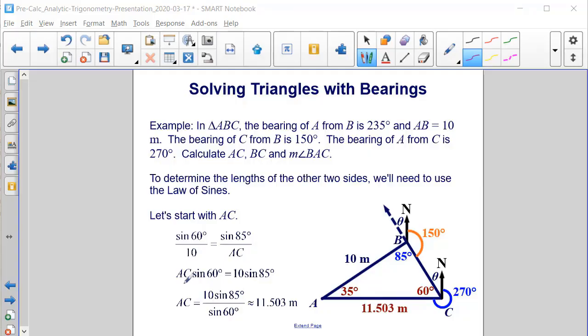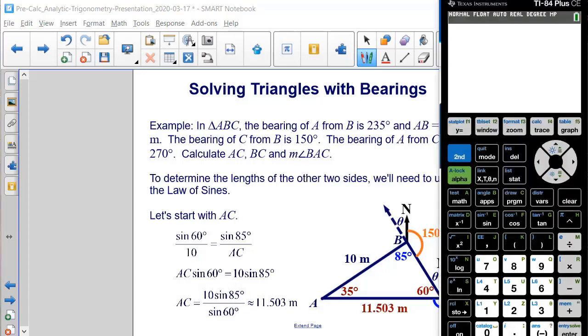And then if we cross multiply, we get AC times the sine of 60 is equal to 10 times the sine of 85. And then if we divide both sides by sine of 60, we end up getting that AC is equal to 10 times the sine of 85 degrees divided by the sine of 60 degrees. And when we substitute these values into a calculator, 10 times the sine of 85 divided by sine of 60, which equals 11.503 meters.